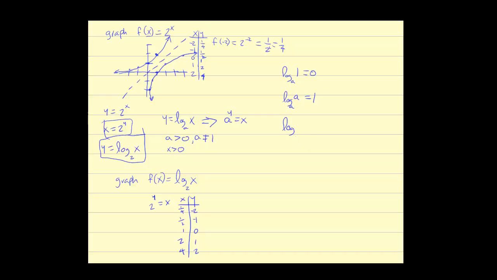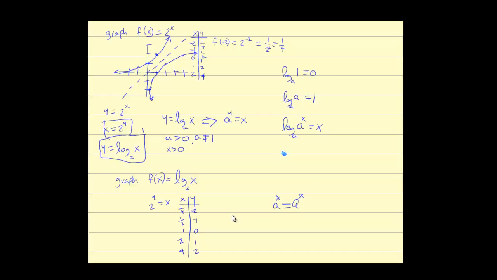And then if I have the log base a of a to the x, in other words, this base and this argument match, the whole thing is just going to be equal to that exponent. And we can see that by converting this log expression back to its exponent form. It would just be a raised to the x is equal to a to the x. Makes sense? That's got to be true.